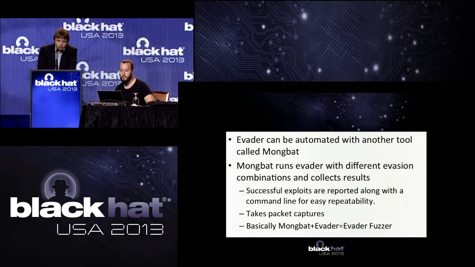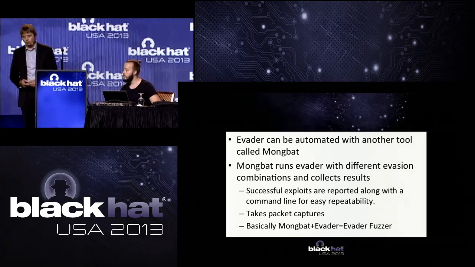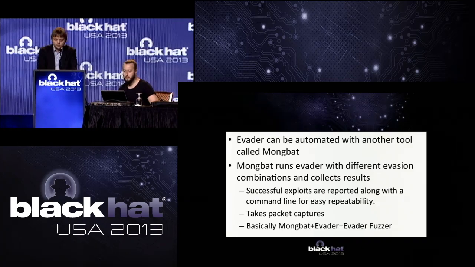And so the evader tool, we can automate the evader tool. There's another tool we call the Monkpad. The Monkpad is just a script that is running the evader in a loop, and every time it runs, it randomizes different evasion combinations. So it runs in a loop until we find a working evasion, and then it will give us the shell. With Monkpad, all the successful exploits and successful evasions are reported, and we will get the exact command line that was actually used to generate that evasion. We will have a PCAP. So basically the Monkpad and evader combination is an evasion fuzzer.